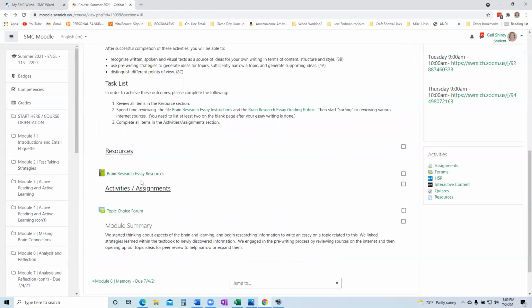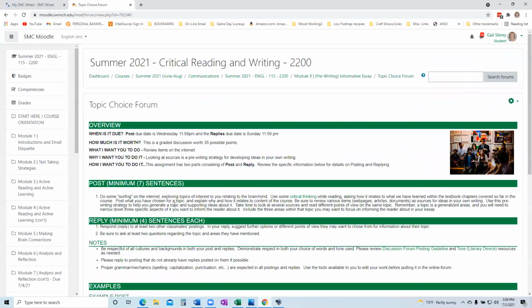So when you're surfing the internet, look for areas. It can be related to anything in our book. So for example, if you want to do maybe more on aspects of Alzheimer's and related to learning or something like that is based in our book, like how memory works, those kinds of things, you can certainly include some of those areas from the book.